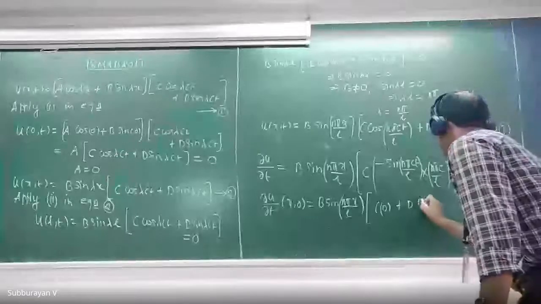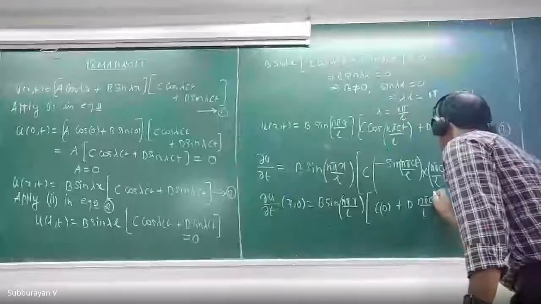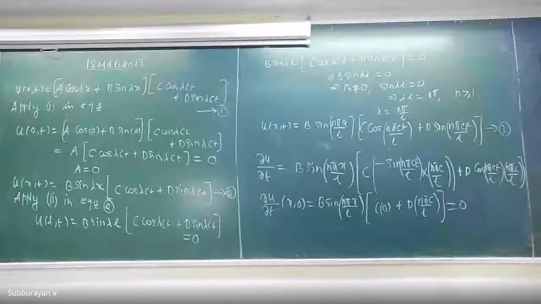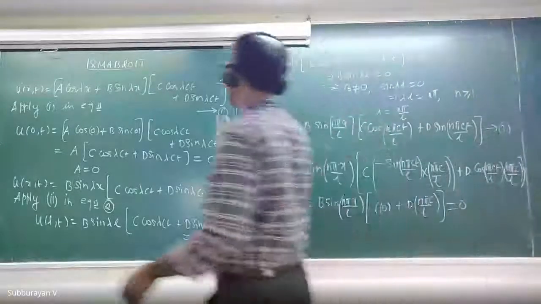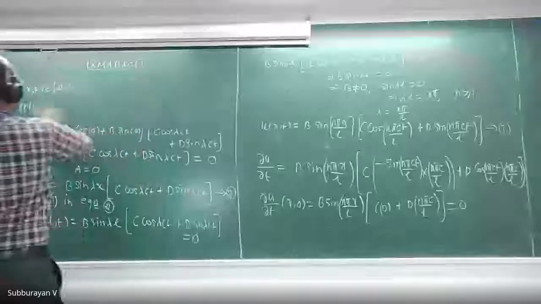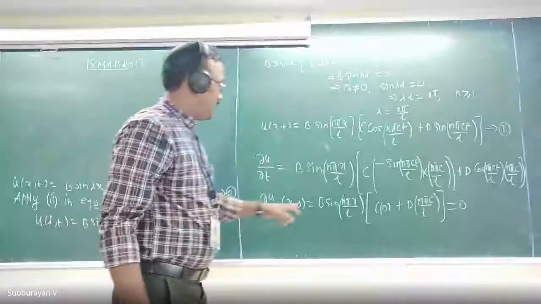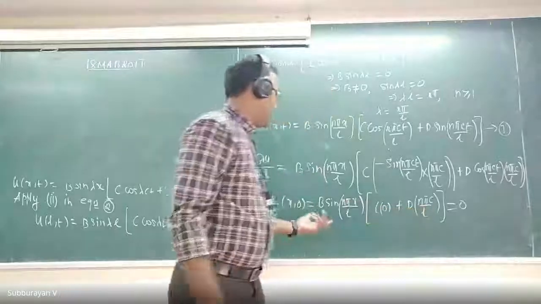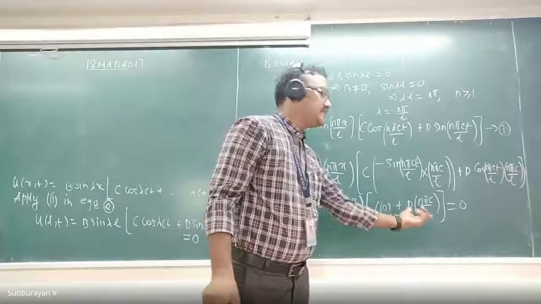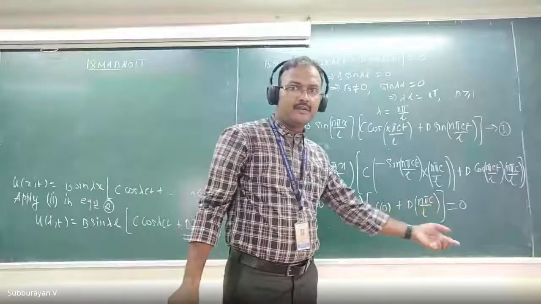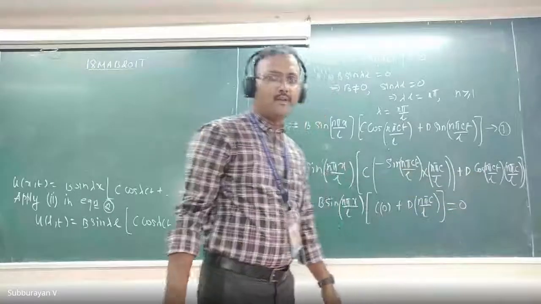Cos 0 is 1, so therefore n pi c divided by L, but this is equal to 0. The whole expression is equal to 0. Okay. Now see again, the product of this and this is equal to 0. Therefore, at least one of them must be 0, then only the product will be 0.